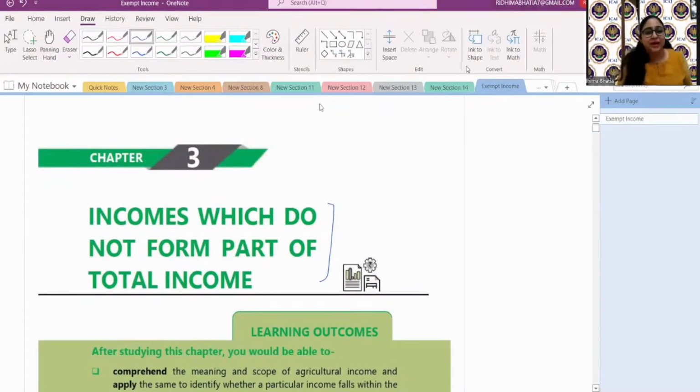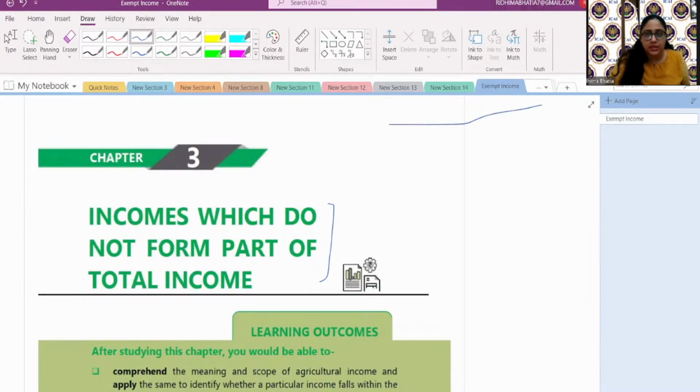I am C. Ridhima Bhatia, your faculty for income tax paper for taxation. Up till now, we've been discussing the basic concepts and the residential status. Today we start with chapter 3, incomes which do not form part of total income. This is also commonly called exempt income.